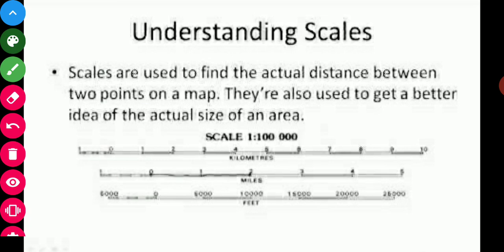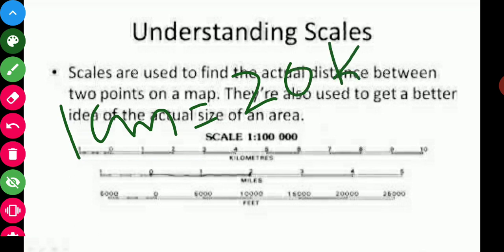let us consider two places which are 100 kilometers apart. If 20 kilometers is shown as 1 centimeter on a particular map, then the scale of the map is written as 1 centimeter is equal to 20 kilometers. This represents that 1 centimeter on the map is equal to 20 kilometers on the ground. It is generally shown by a graduated line of a particular length.